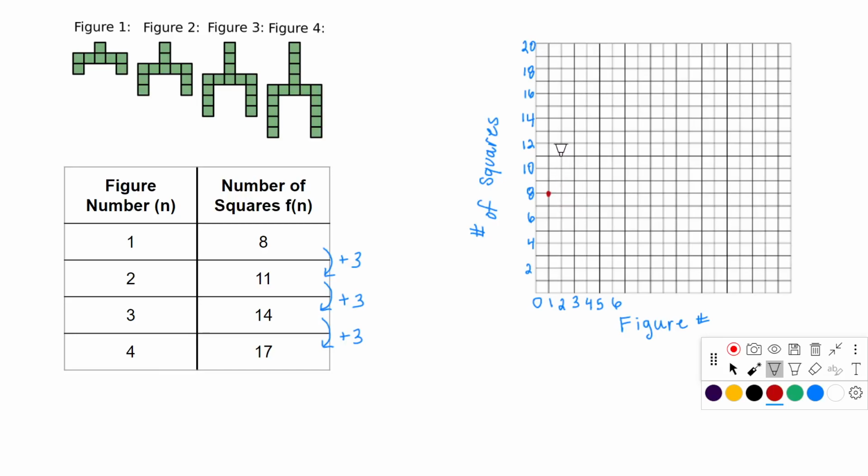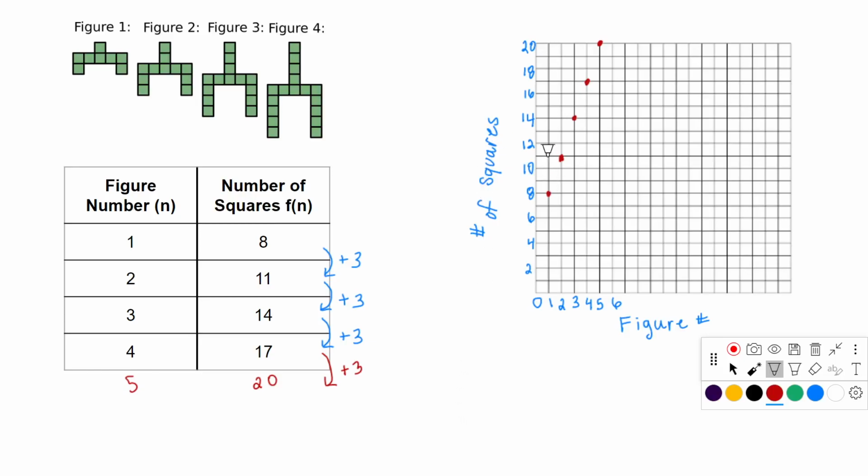So we know that figure number 1 has 8 squares. Figure number 2 has 11 squares. Figure number 3 has 14. Figure number 4 has 17. And if we look at this, from one point to the next, I'm going up 3 and right 1, up 3 and right 1, up 3 and right 1. So I could use the table to find the next one by adding 3, but using the graph, I can go up 3 and right 1 as well to show that figure number 5 would have 20.